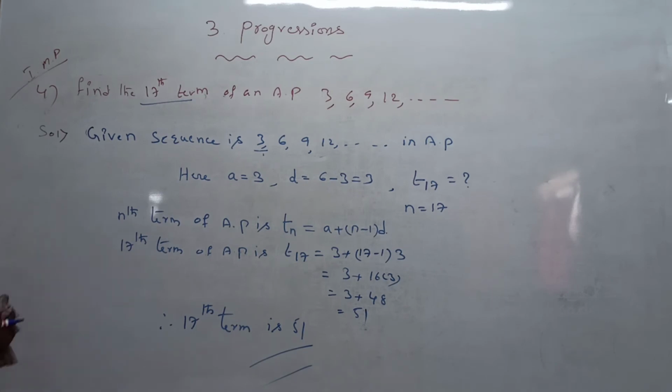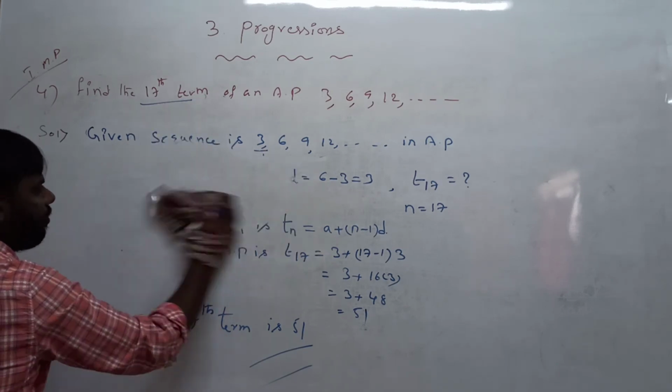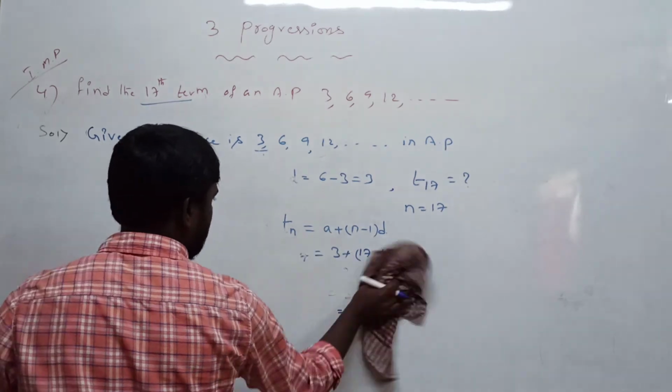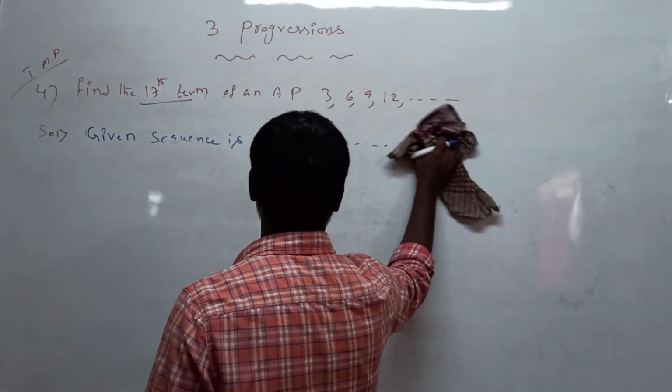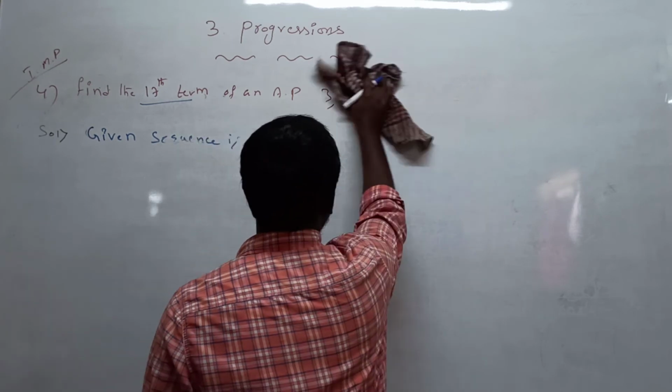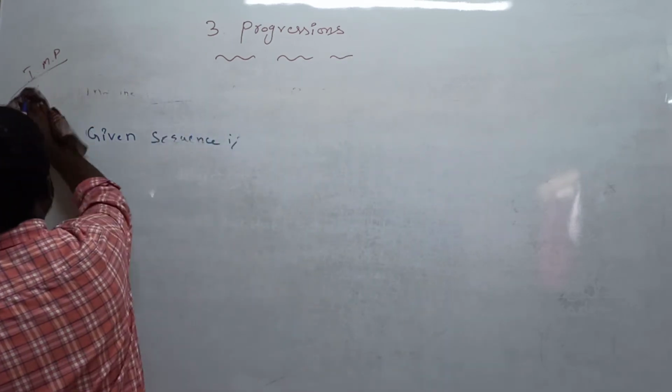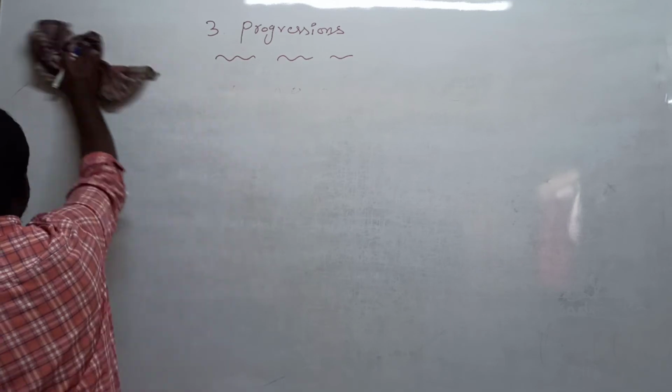Next, go through the fifth question. Fifth question. So everyone understand the step by step. The problems will be solved very, very easy. Okay. Next, fifth problem.